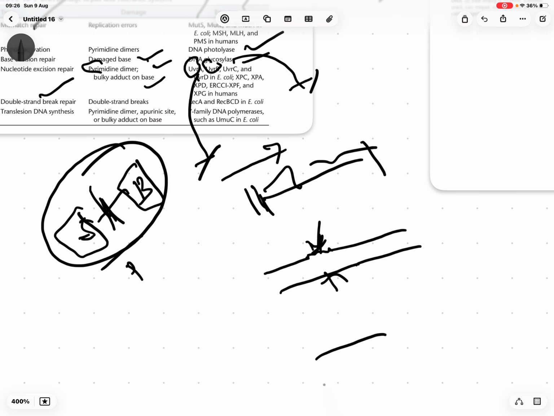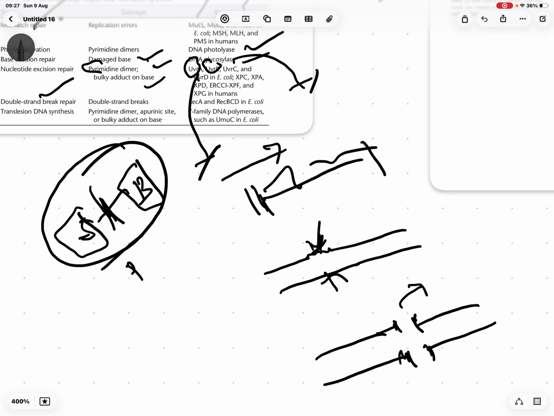But when two strands have cuts, there is a problem. There we need non-homologous end joining. In this process, some part of the DNA may be lost from the chromosomes. The end parts of the DNAs come together and join with each other. That is non-homologous end joining.